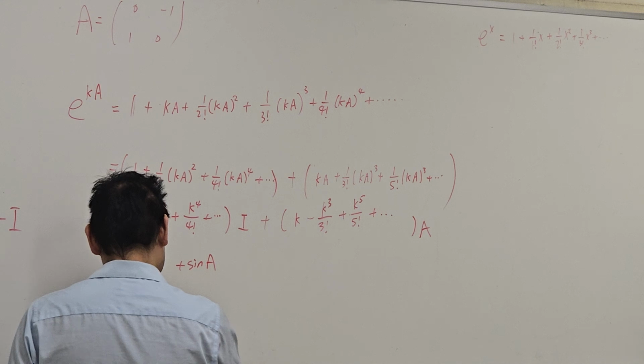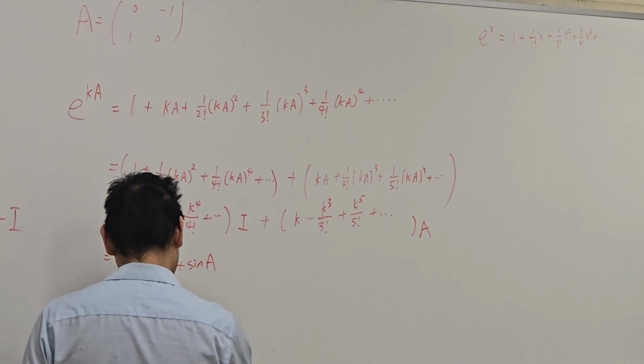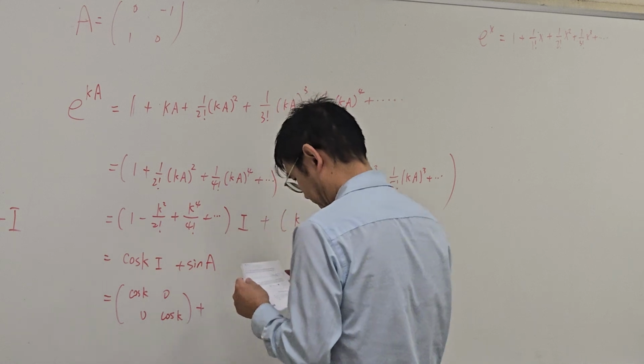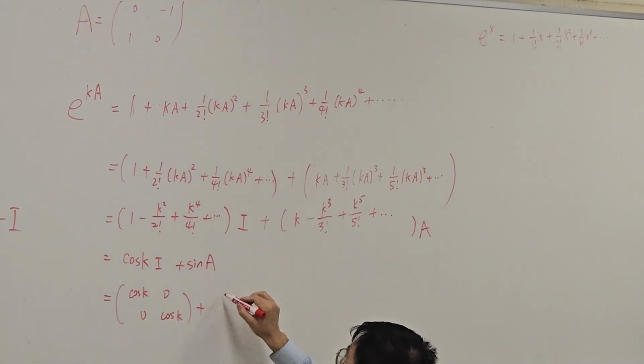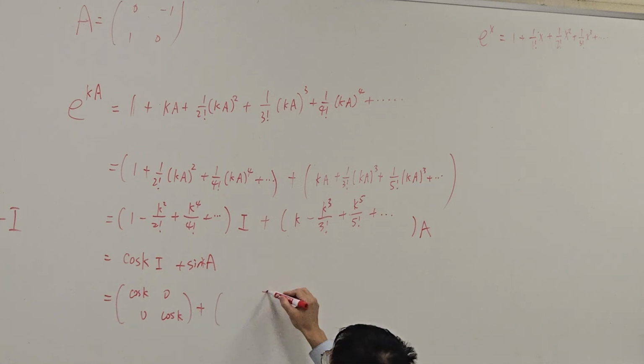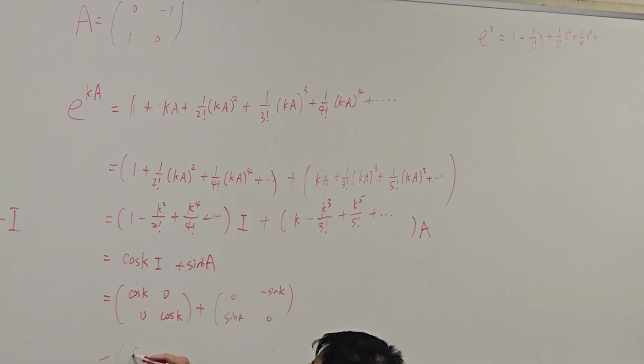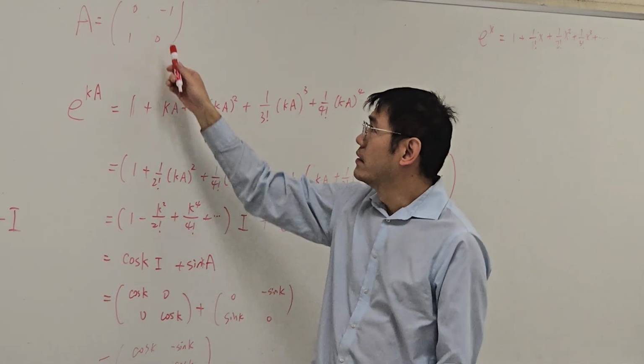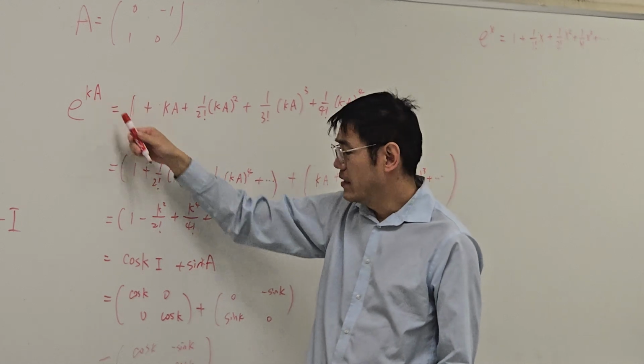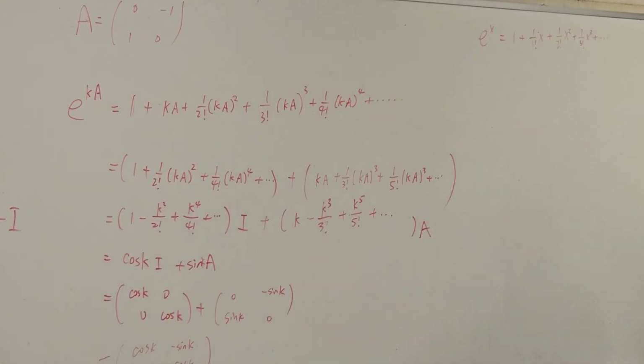Okay, so it's actually cosine k plus, minus sin k. Yeah, you see, after evaluation, this thing that we think is impossible to evaluate gives us something very simple, a 2 by 2 matrix. Actually, it's a rotation matrix.